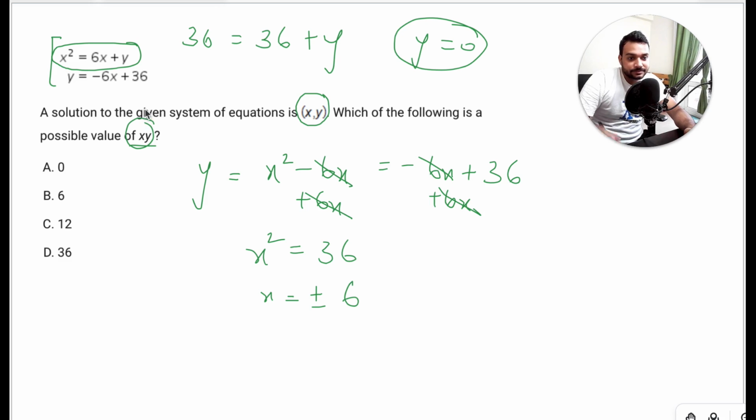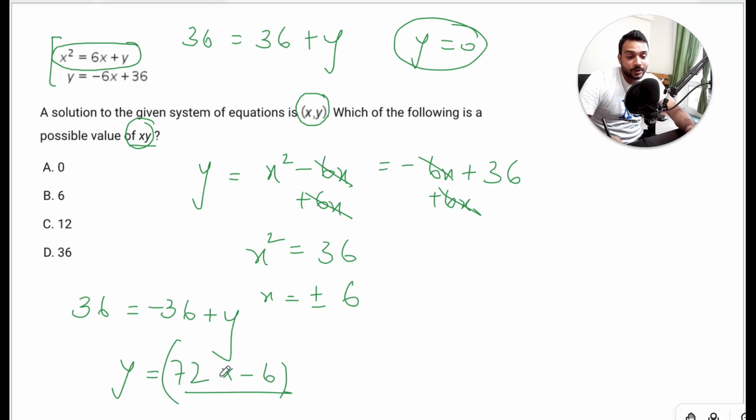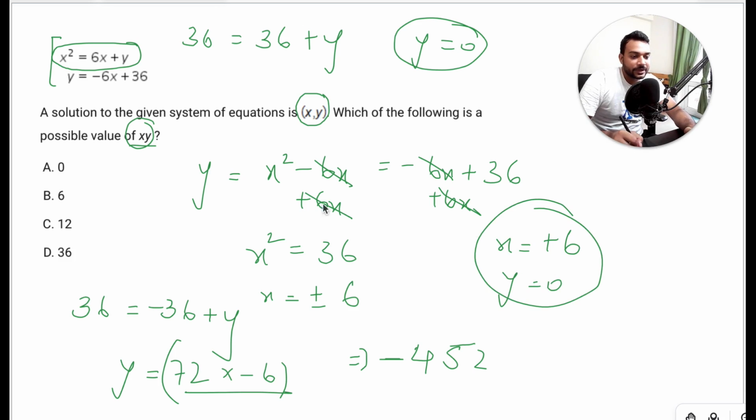If I put negative 6 in either of the two, negative 6 becomes 36 is equal to, negative 6 would mean negative 36 plus y. y is equal to 72. 72 times negative 6 would be the multiplication xy, the other one, and this is going to be equal to negative 432, which is not in the options. So 0. When x is equal to plus 6 and y is equal to 0, that's how we get the 0. A is the answer. Okay.